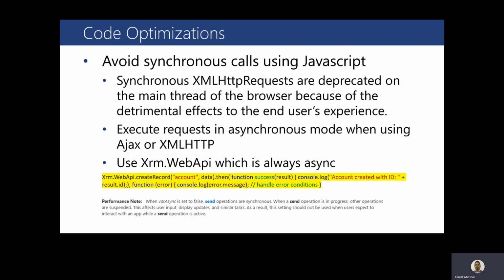Always, from a best practice perspective, use the XML HTTP asynchronous mode when you are using XML HTTP, and use Xrm.WebApi when you are retrieving using JavaScript or when you are performing any operation, which is always async. We also provided a sample example of using Xrm.WebApi to create a record. In that case, even if we didn't mention that we need this particular operation to be async, the nature of Xrm.WebApi is async.